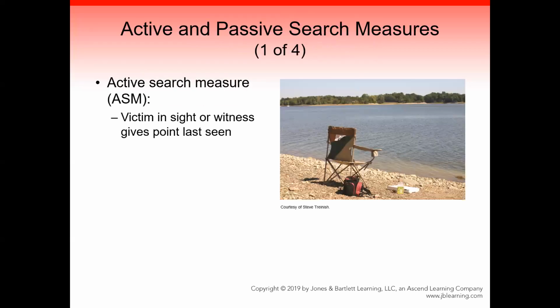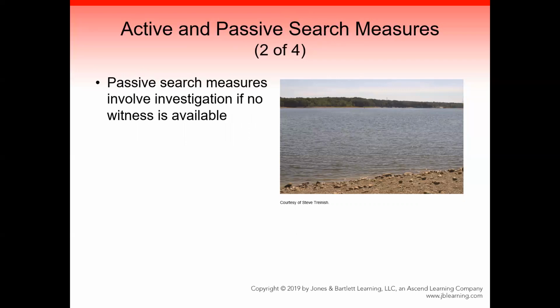When you arrive on the scene, you're going to have to come up with some type of a search measure. Now, we have two different search measures, active and passive. An active search measure is going to be one of two things. The victim is clearly in our sight. Think of a victim, as the slide shows, out in the water asking for help. Or you have a witness that gives a point last seen, saying that the victim was recently, say, 40 yards out in that water. That's an active search measure. We basically have a very high probability that we do have a victim there and there is a rescue to be done.